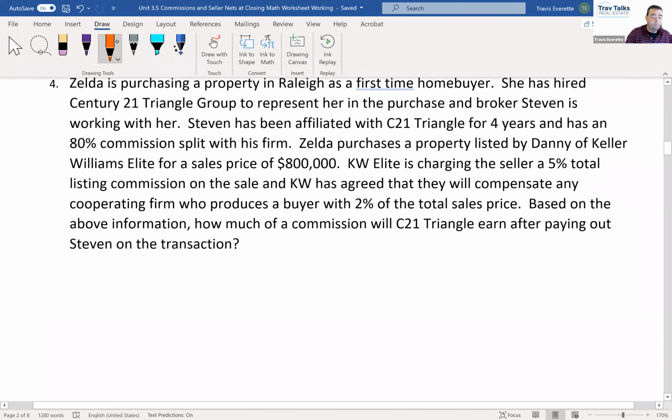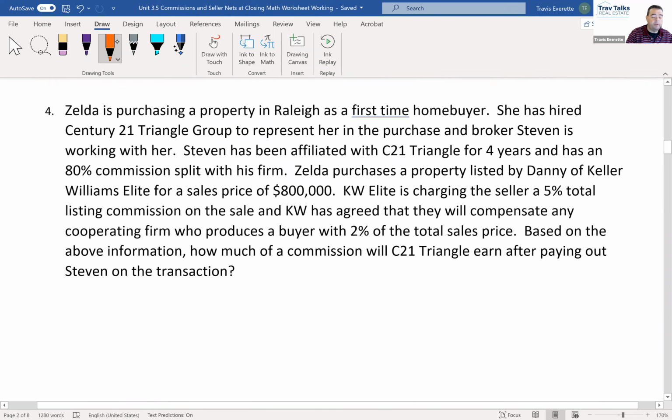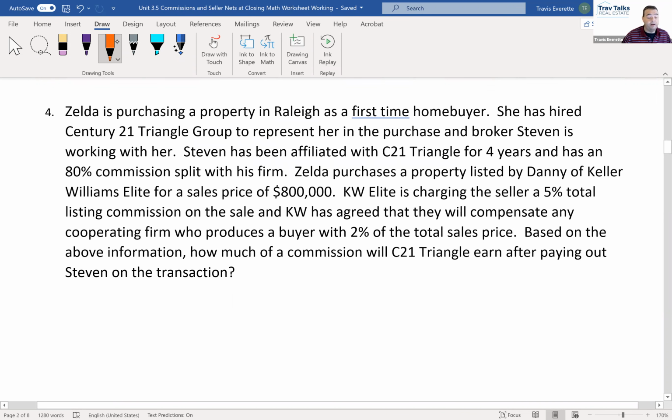All right, number 4 says Zelda is purchasing property in Raleigh as a first-time home buyer. She has hired Century 21 Triangle Group to represent her in the purchase, and broker Stephen is working with her. It's a very long question. I need to find the question. Don't try to read it for detail. Find the question. Stephen has been affiliated with Century 21 Triangle for 4 years and has an 80% commission split with his firm. First big clue right there.